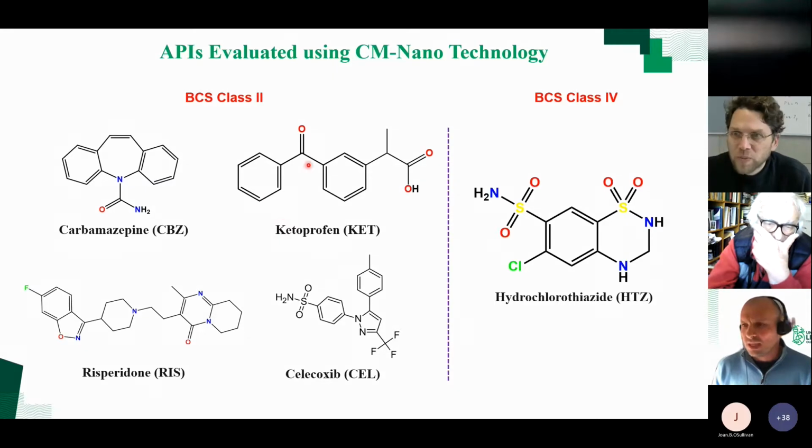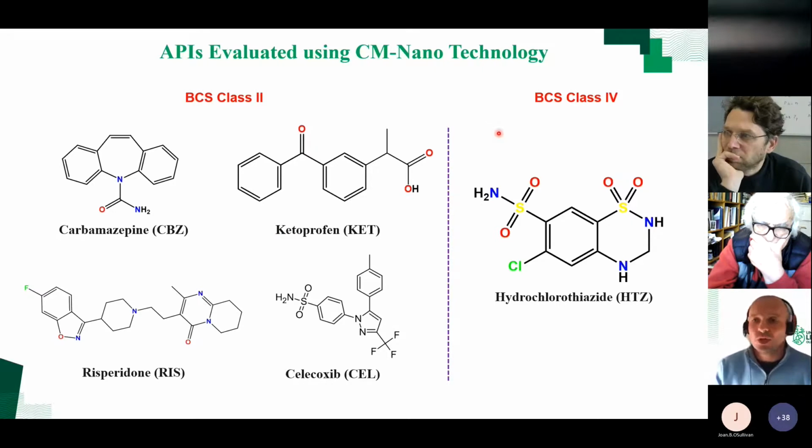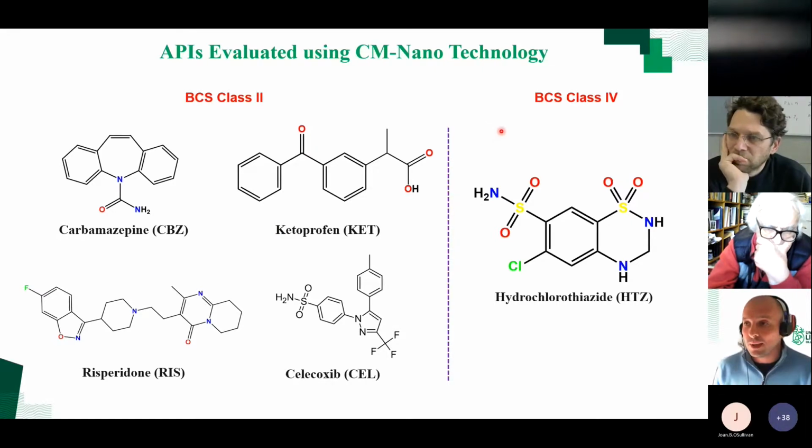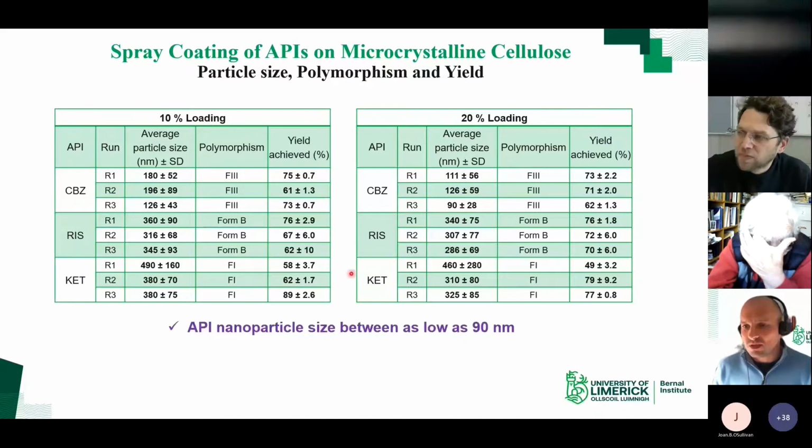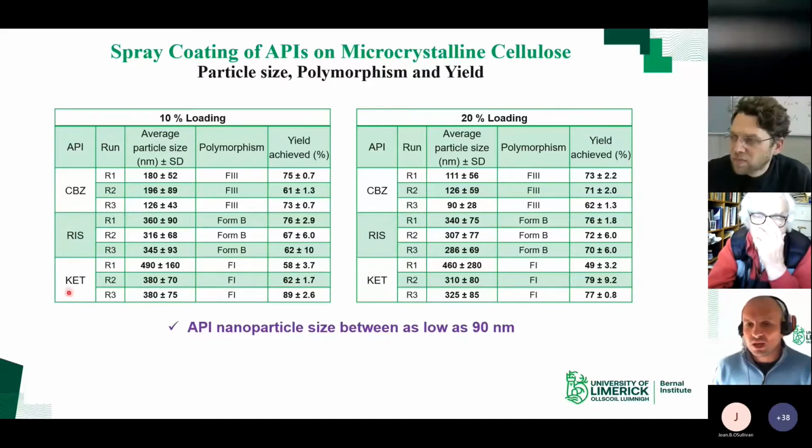Okay, so I'll go to some of the results very quickly. We have used some APIs with our CM nanotechnology which are poorly soluble: BCS class 2 and BCS class 4 APIs, all poorly soluble. We produce nanoparticles of these APIs and convert them into nanoformulations which contain the API coated onto our excipients. Without spending much time here, just showing 3 APIs which are BCS class 4, we are producing very small nanoparticles of these APIs, between 100 and 500 nanometers, and controlling the polymorphic form that we obtain.